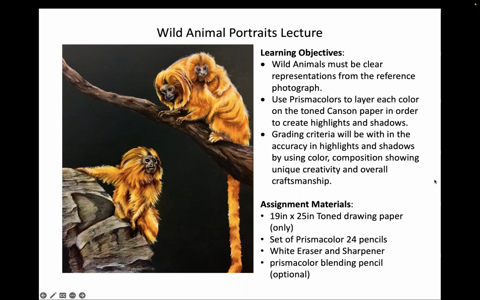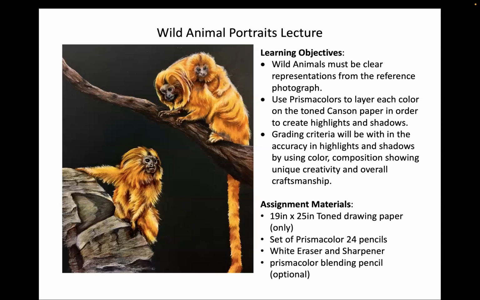So in terms of our learning objectives, remember, wild animals must be clear representations from the reference photograph, excuse me. Okay, they must be clear images. Okay, we are trying to work with the natural world, but really the image itself should not be as abstract as we started off throughout this quarter. Okay, part of this is, again, to use our Prismacolors to layer each color on the toned Canson paper in order to create highlights and shadows. Okay, we are not working with our Strathmore paper.